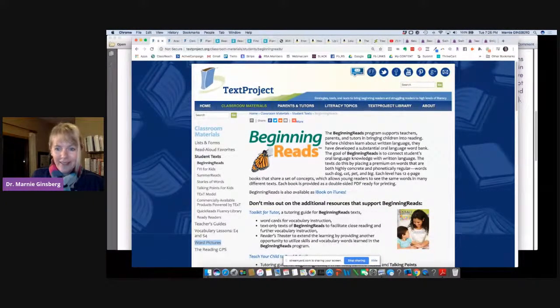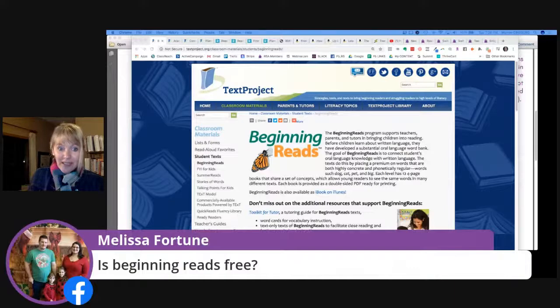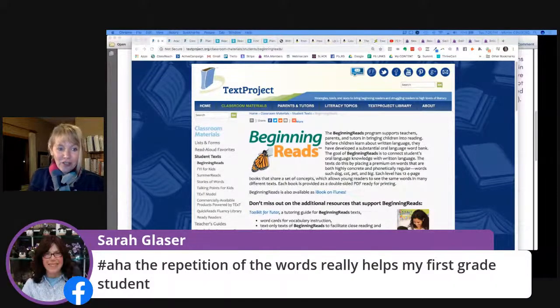Isn't that cool? Who has used that before? And Melissa is asking a great question. Yes, it is free. And Sarah is a tutor, and she says the repetition of the words really helps her first grade student.